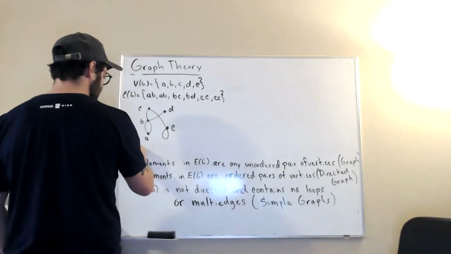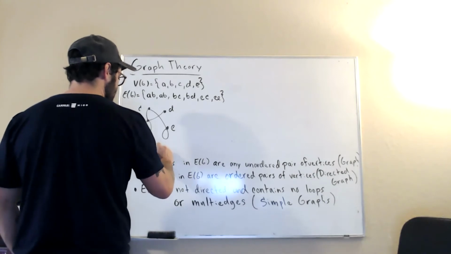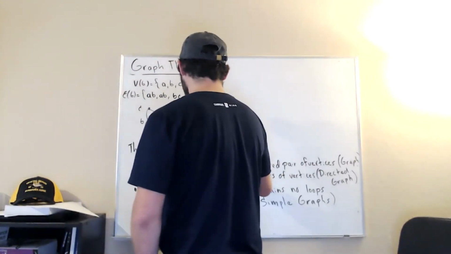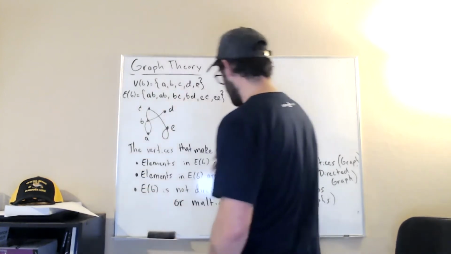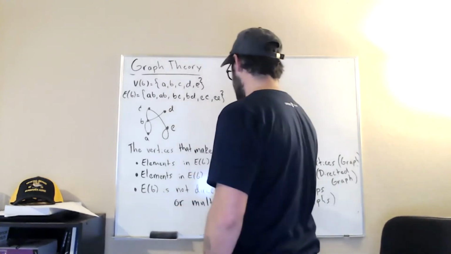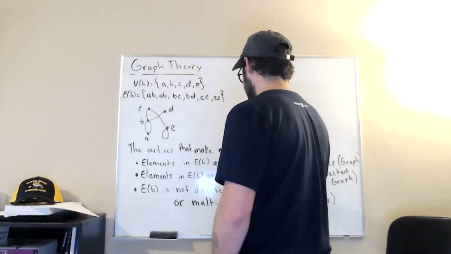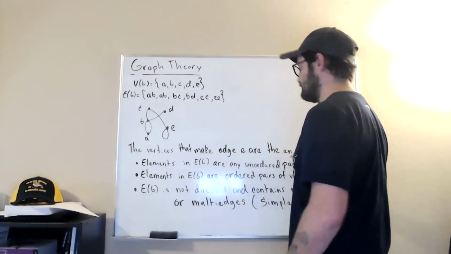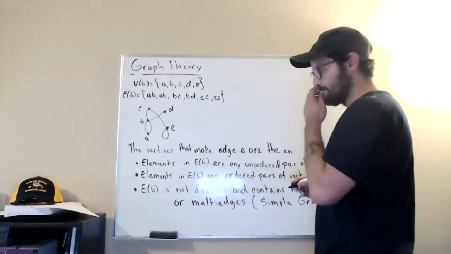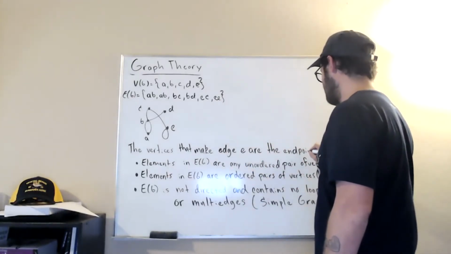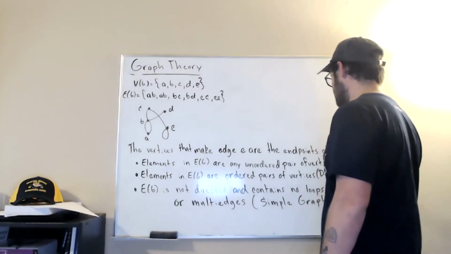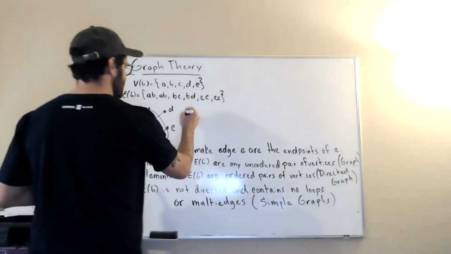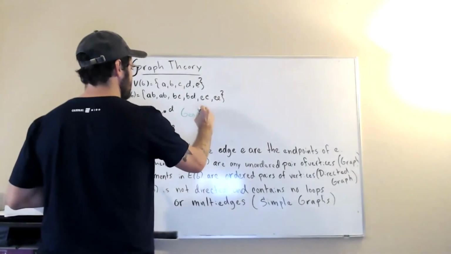So just some terminology. The vertices that make up an edge, say vertices that make edge E, are the endpoints of E. So every edge consists of at least two vertices, not necessarily distinct, and those are called the endpoints of the edge. Right, so this right here is a general graph. This is just the most general definition, a general graph.